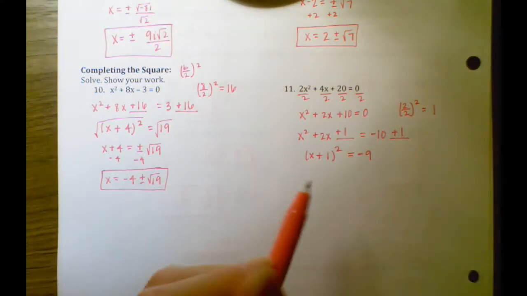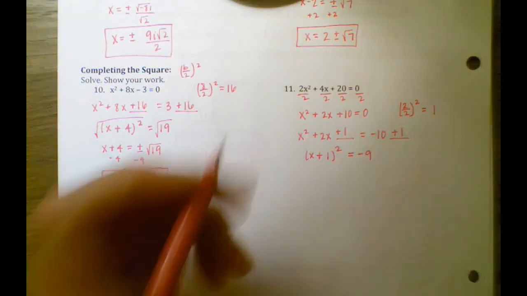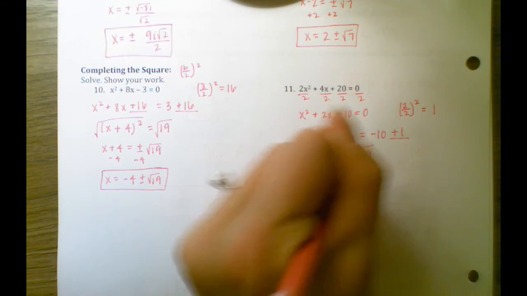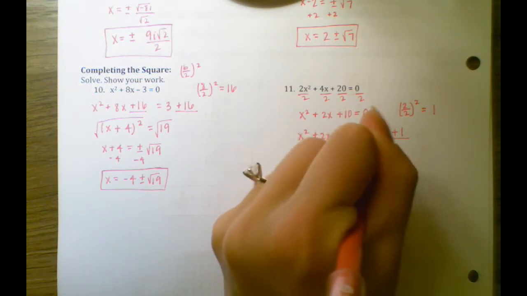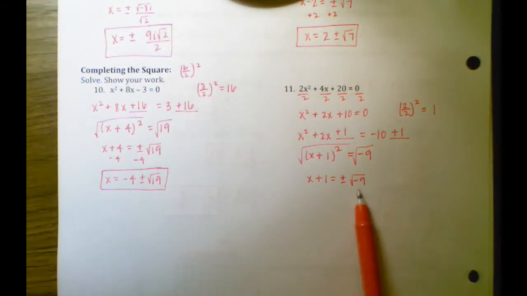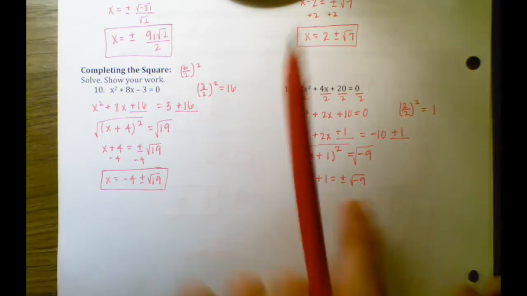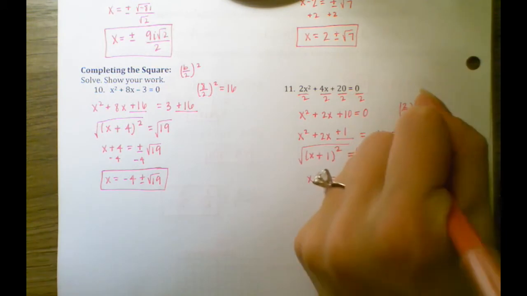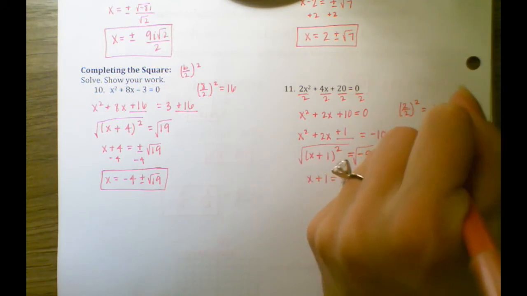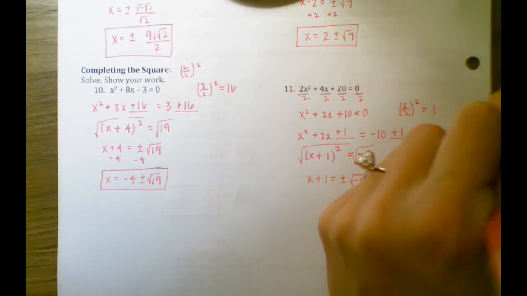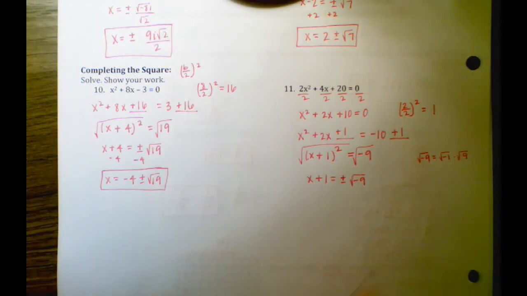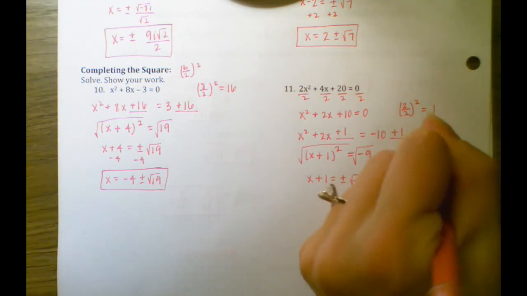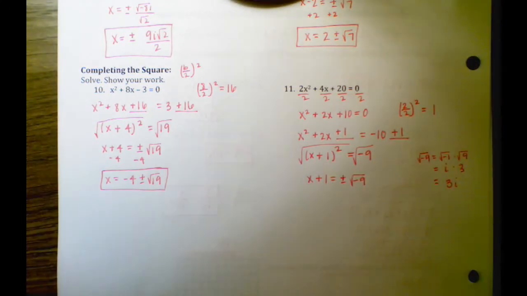Now, again, this is just a square root problem, so let's take the square root of both sides. So I get x plus 1 equals plus or minus the square root of negative 9. Now, we know that the square root of 9 is a perfect square. That negative, let's talk about that. Let's just do this off to the side. This just means the square root of negative 1 times the square root of 9, right? The square root of negative 1 is i, and the square root of 9 is 3. So this is really just 3i.